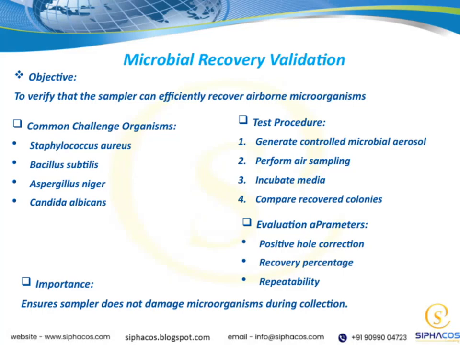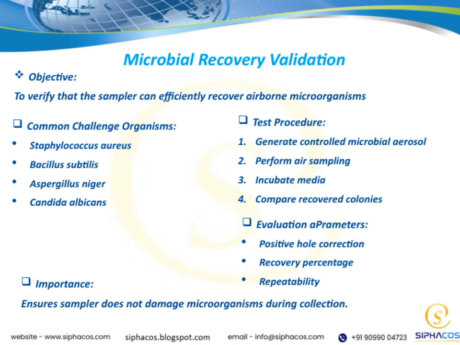Let's talk about the importance of this step. It's crucial because it ensures that the sampler doesn't damage the microorganisms during collection, which could affect our results. Now, when evaluating the sampler, we look at several parameters. Positive hole correction is important because it accounts for multiple particles passing through the same hole, giving us a more accurate count. Recovery percentage tells us how effectively the sampler recovers microorganisms, and repeatability ensures consistent results across multiple tests.